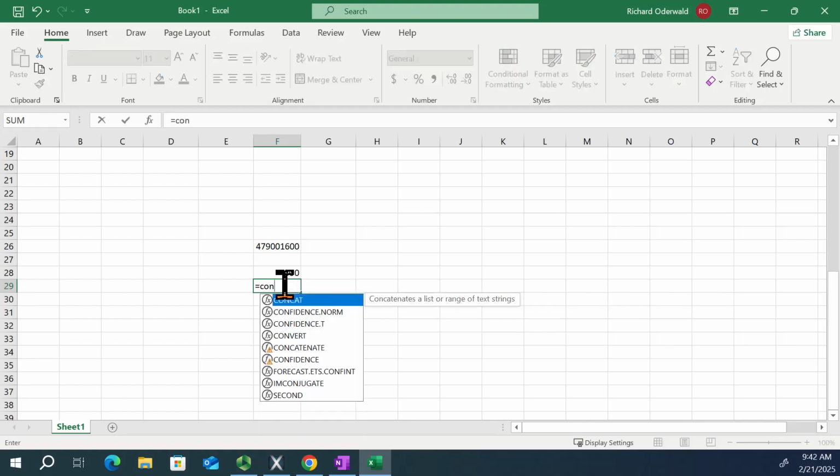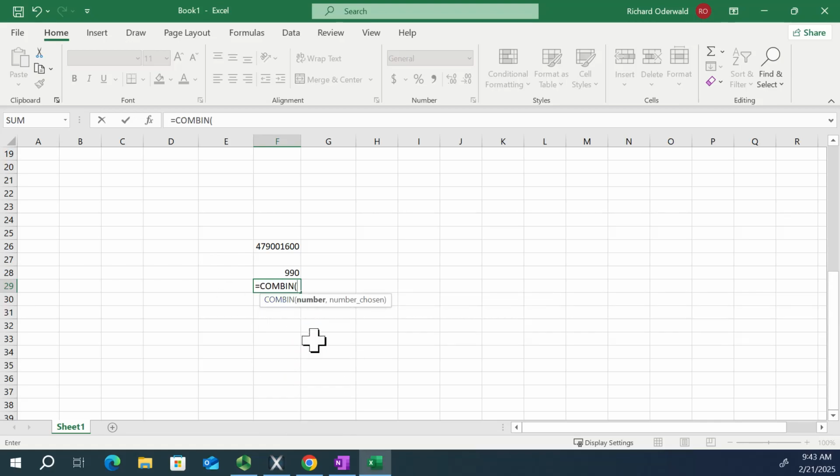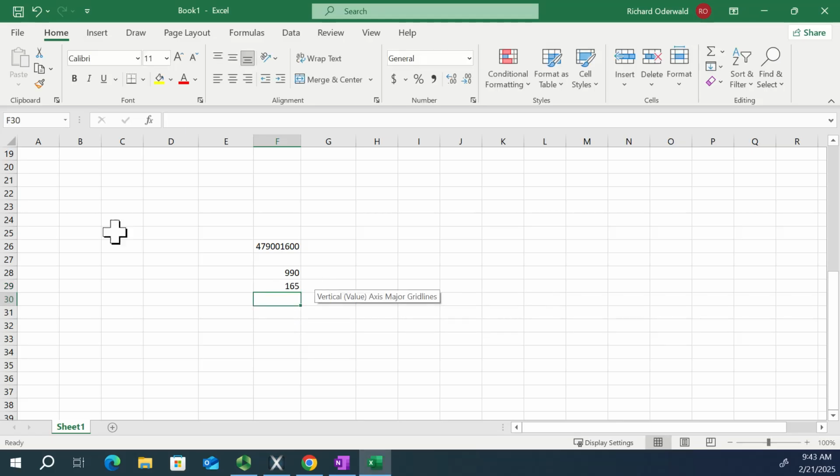Equals. And if you ever forget, start to spell it. Combinations, 11 and 3 in this case. And there are 165 ways to take 3 things from 11 when order doesn't matter. So the difference between these 2 things is the number of things that are repeated except for order.